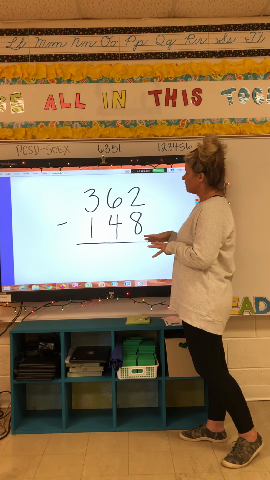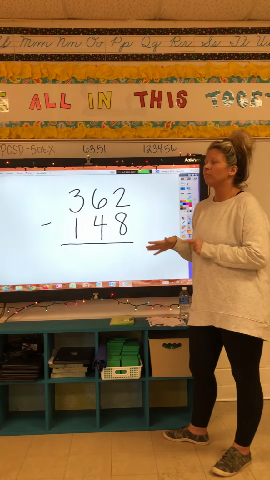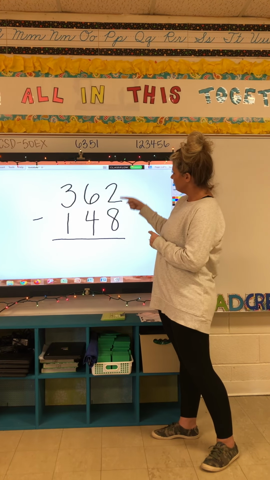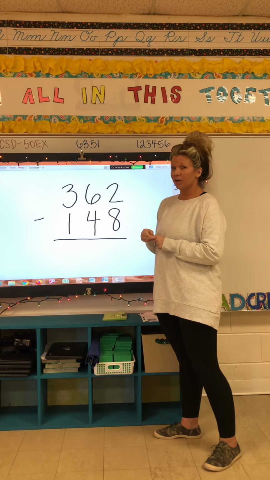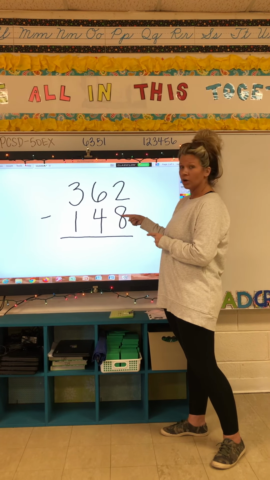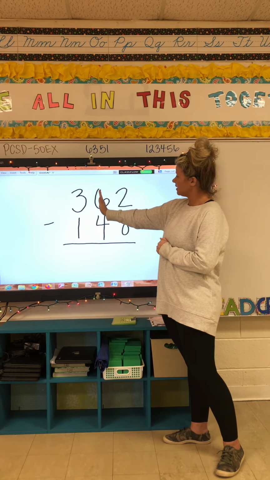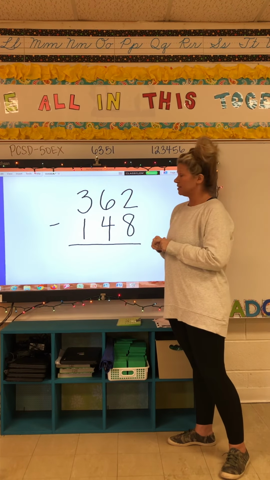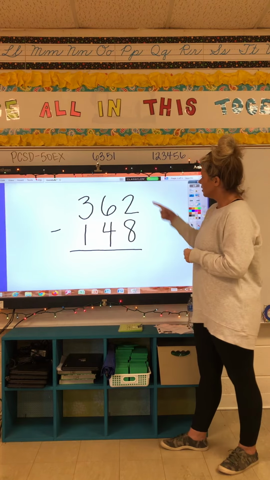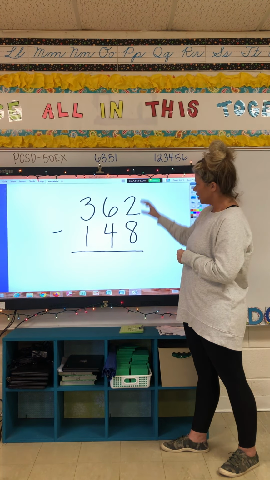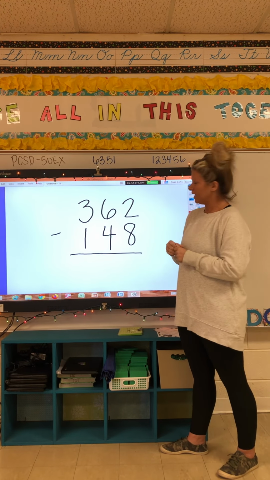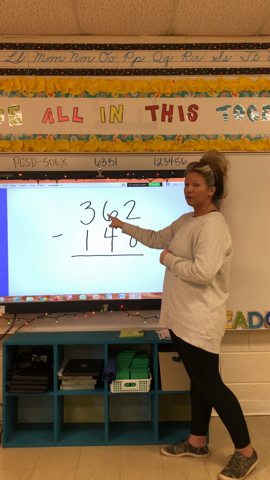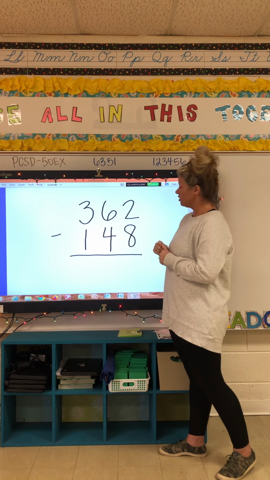There's a little saying that we teach our students here, and it's called more on the floor, go next door. So if your number on the bottom is bigger, if you have more on the floor, you're going to have to go to the next place and borrow 1 from that place. And so that's what we're about to do. So you have 2 minus 8. You can't say 2 minus 8, so you're going to have to go next door and borrow 1 from the 6. This is how you do that.